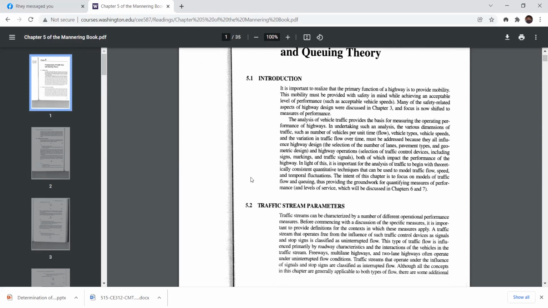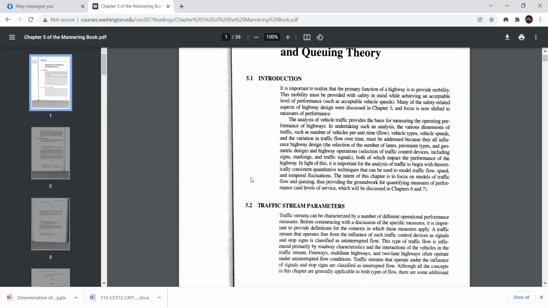The analysis of vehicle traffic provides the basis for measuring the operating performance of highways, in undertakings such as analyzing the various dimensions of traffic, such as the number of vehicles per unit time, or flow. Types of vehicles, vehicle speeds, and the variation in traffic flow over time must be addressed because they all influence highway design: the selection of the number of lanes, pavement types, and geometric design, and highway operations, including selection of traffic control devices such as signs, markings, and traffic signals, both of which impact the performance of the highway.